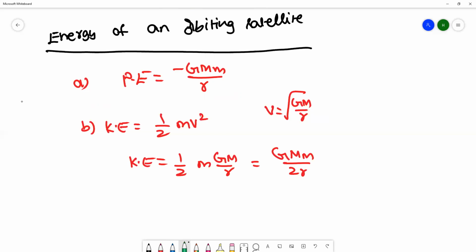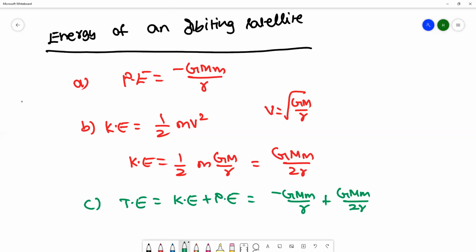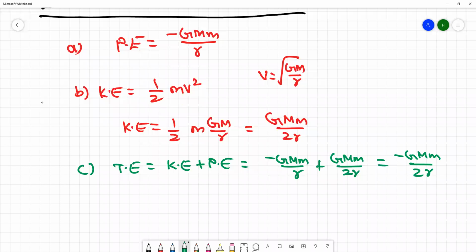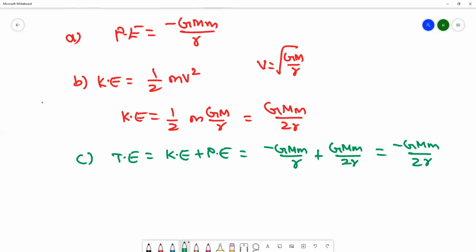Whereas total energy, if I take the summation of kinetic energy and potential energy, you are going to get minus GMm by r plus GMm divided by 2r. The LCM is 2r, so you are going to get minus GMm divided by 2r. Now observe the ratio of the kinetic energy, potential energy, and total energy.